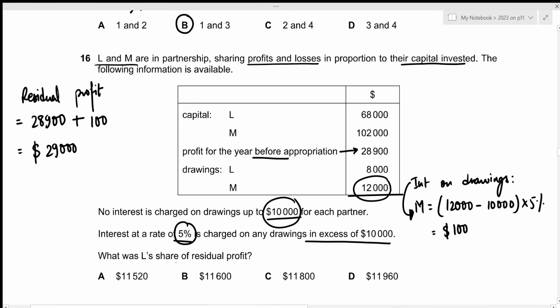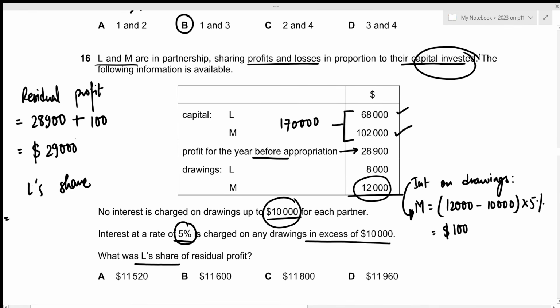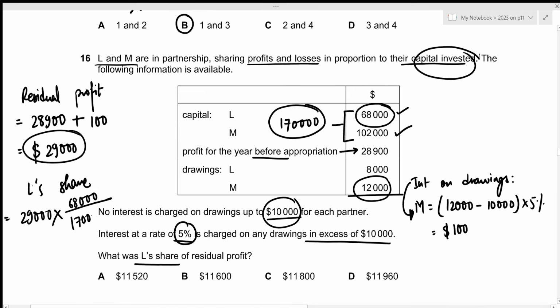Now we only need L's share of residual profit, right? And we were told that the profits and losses will be shared in proportion to their capital invested. So capital invested is given right here. Let us first figure out the total. So that's 68,000 plus 102,000, which results in 170,000. So for L's share, we start with the calculated residual profit. That's 29,000. Then we multiply by L's capital ratio. So that will be 68,000 out of the total of 170,000. So 68,000 divided by 170,000. This gives the value of 11,600. This is the answer we're looking for, and it's given in option B.